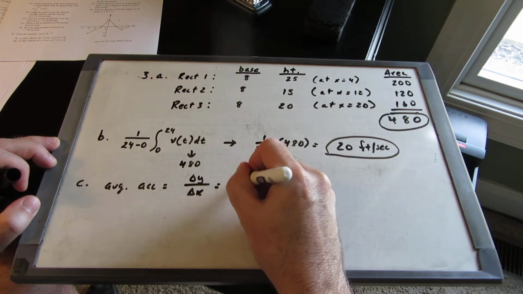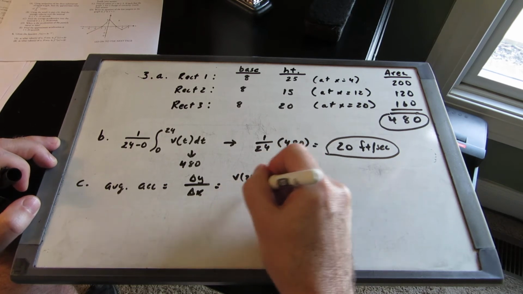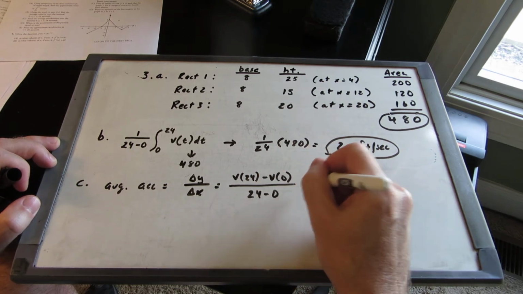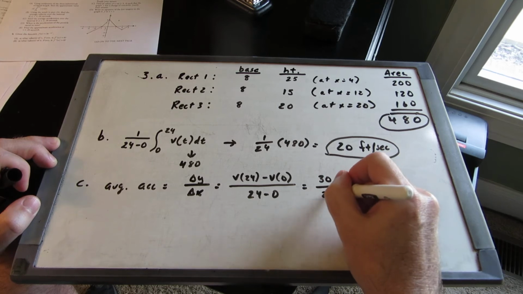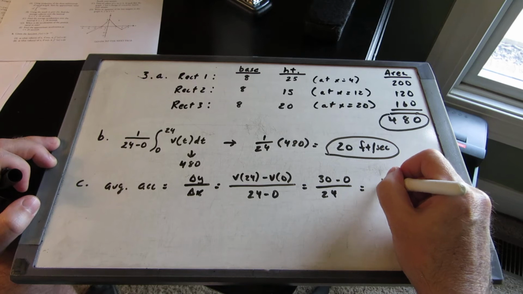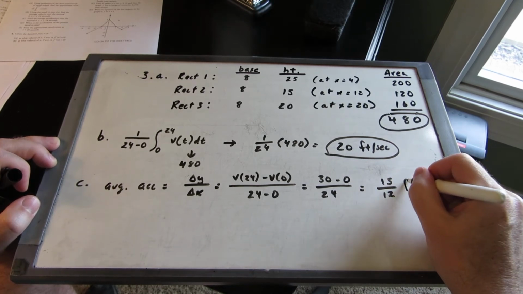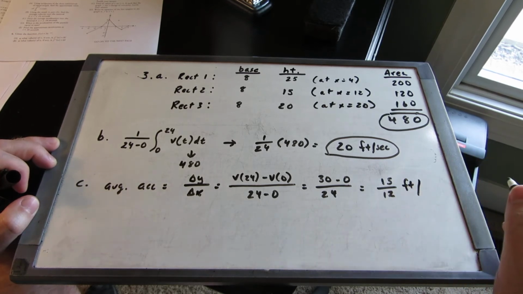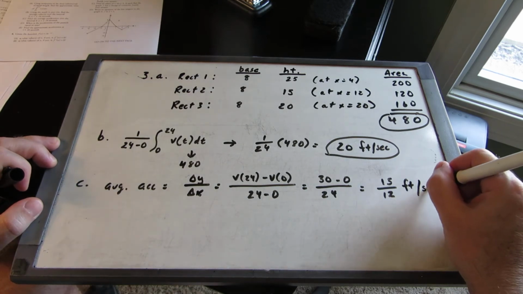So that's v of 24 minus v of 0 over 24 minus 0. v of 24 is 30, v of 0 is 0. So 30 over 24 would be 15 over 12. And the units, that is in feet. Sorry about that, feet per second squared.